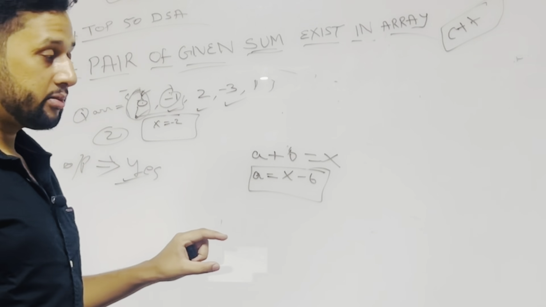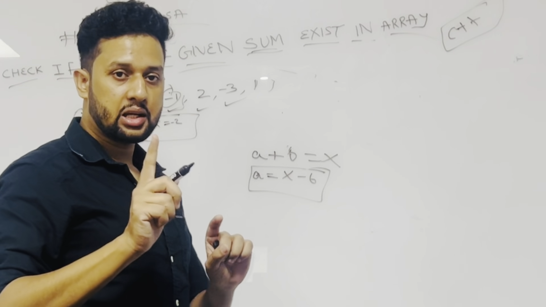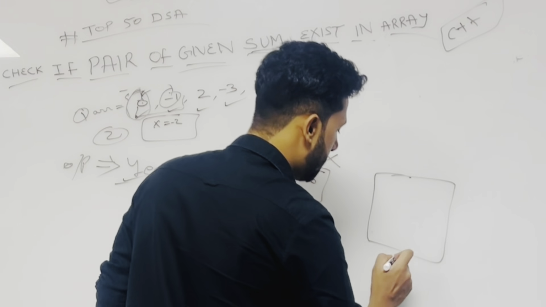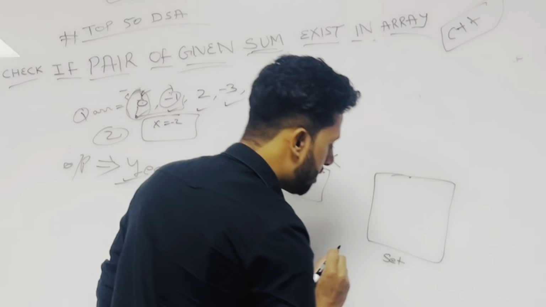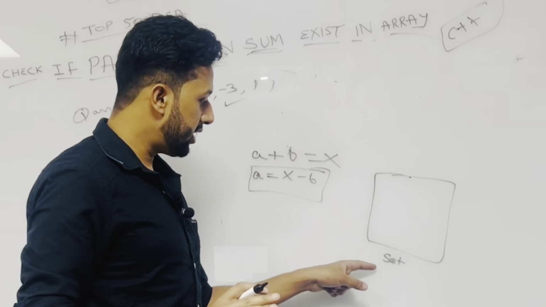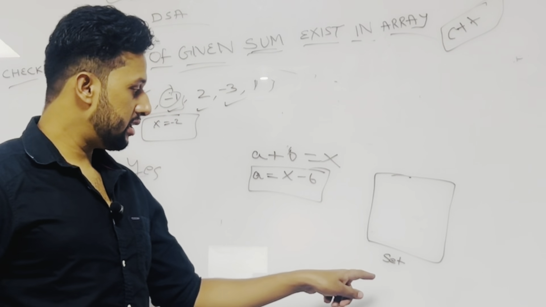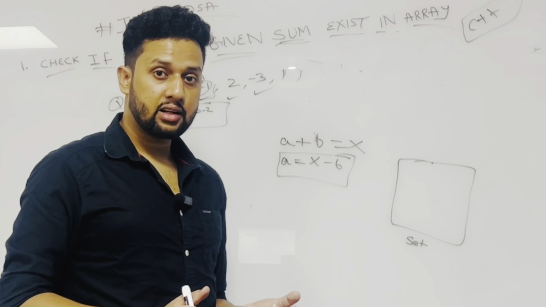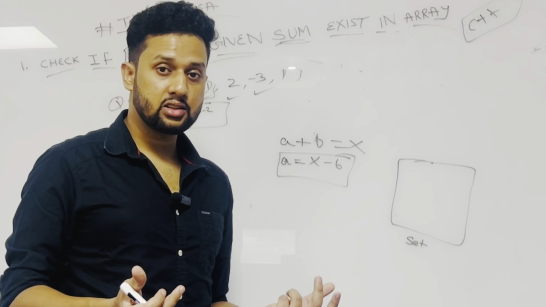The first step is we will create an empty set. Why have we taken it? Because internally in C++ this uses hash. In the further classes we will see why hashing is so important.